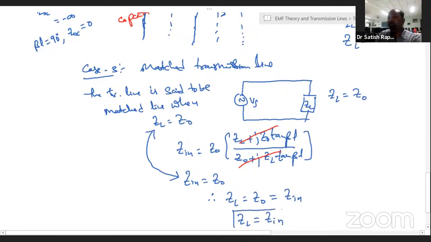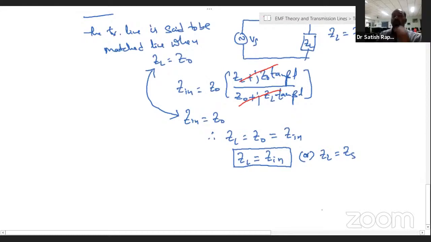So when load impedance is equal to input impedance or source impedance, ZL is equal to ZS, then we can say that the transmission line is matched. When the transmission line is matched, maximum power will be transferred. In this case, what is the reflection coefficient? Capital gamma is equal to (ZL minus Z naught) by (ZL plus Z naught). ZL is equal to Z naught, therefore it is 0.